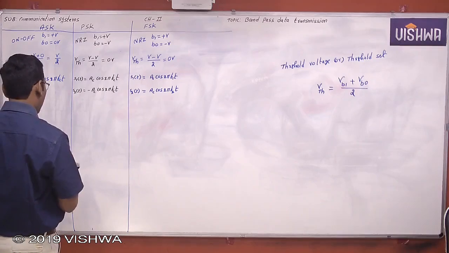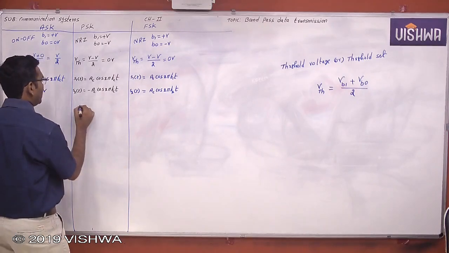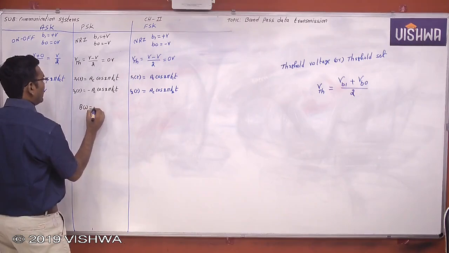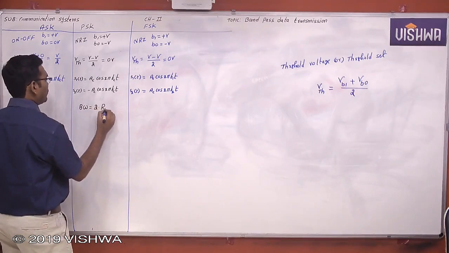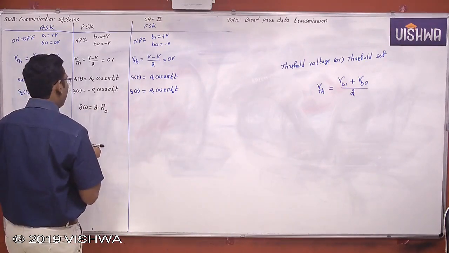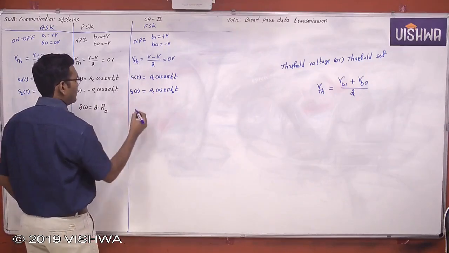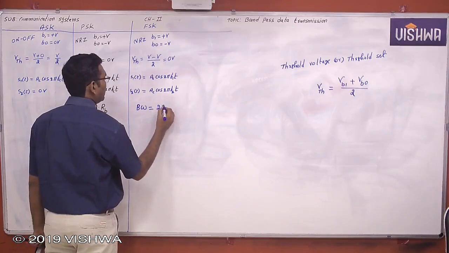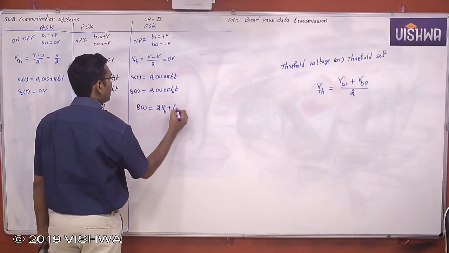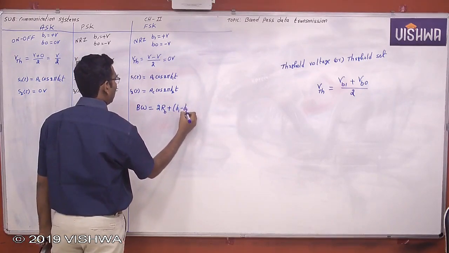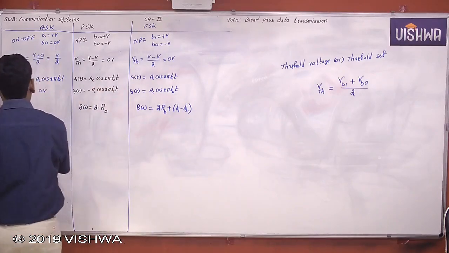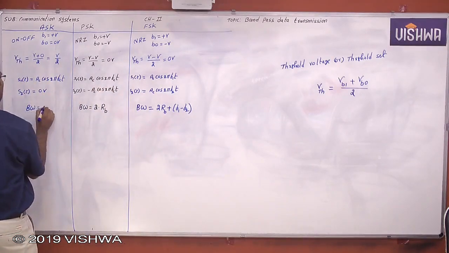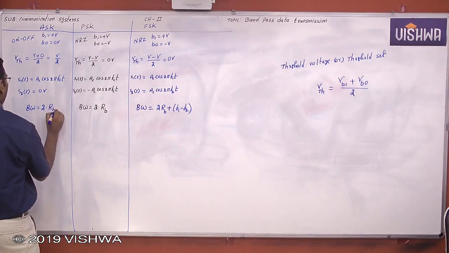And what is the bandwidth required to transmit a PSK signal? The bandwidth required to transmit a PSK signal is twice the bit rate. And the bandwidth required to transmit an FSK signal is twice the bit rate plus F1 minus F2. And the bandwidth required to transmit an ASK signal is twice the bit rate itself.